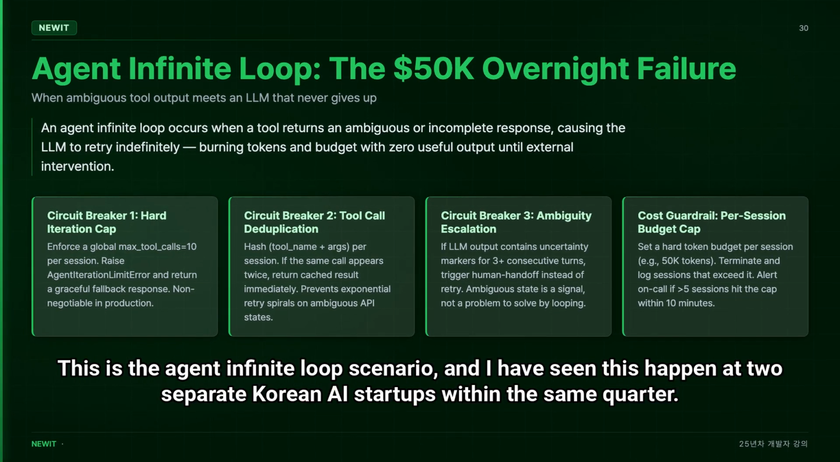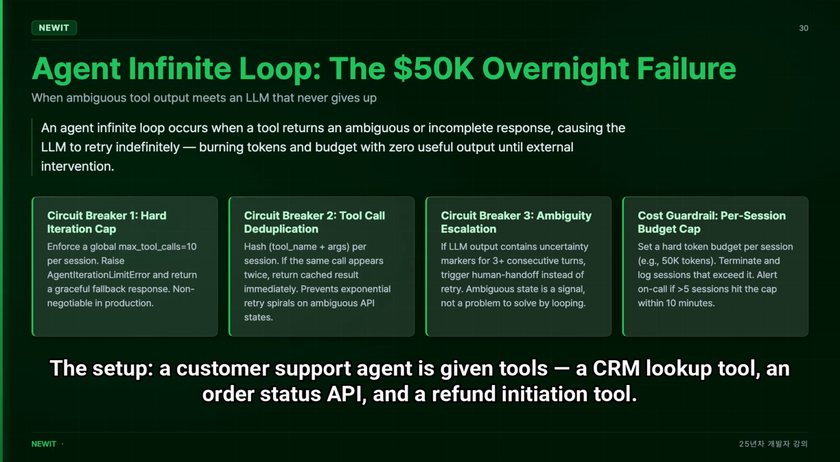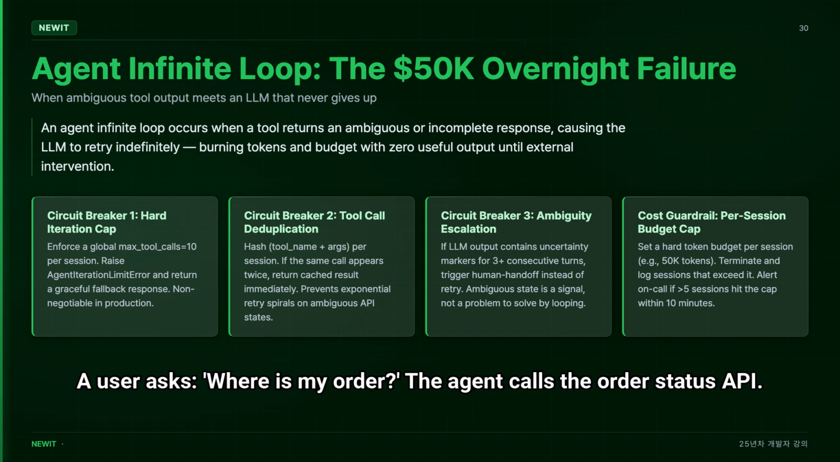This is the agent infinite loop scenario, and I have seen this happen at 2 separate Korean AI startups within the same quarter. The setup: a customer support agent is given tools, a CRM lookup tool, an order status API, and a refund initiation tool. A user asks, "Where is my order?" The agent calls the order status API.